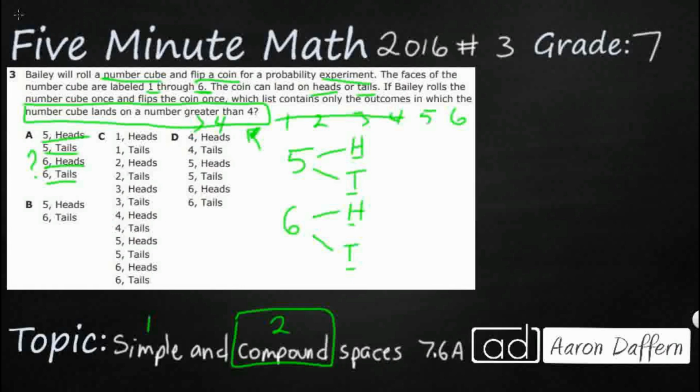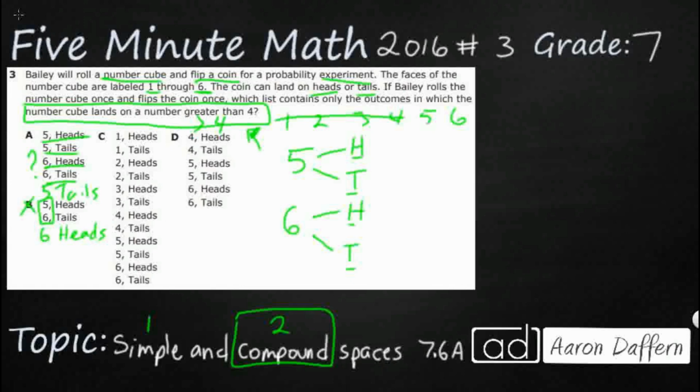So B, 5 and 6, look at this right here. This works right here, 5 and 6. This works because we've got numbers greater than 4. But what about my 5 tails? See, we're missing that. And what if we have our 6 heads? So it doesn't list everything. It just lists one option. So that's not going to work.